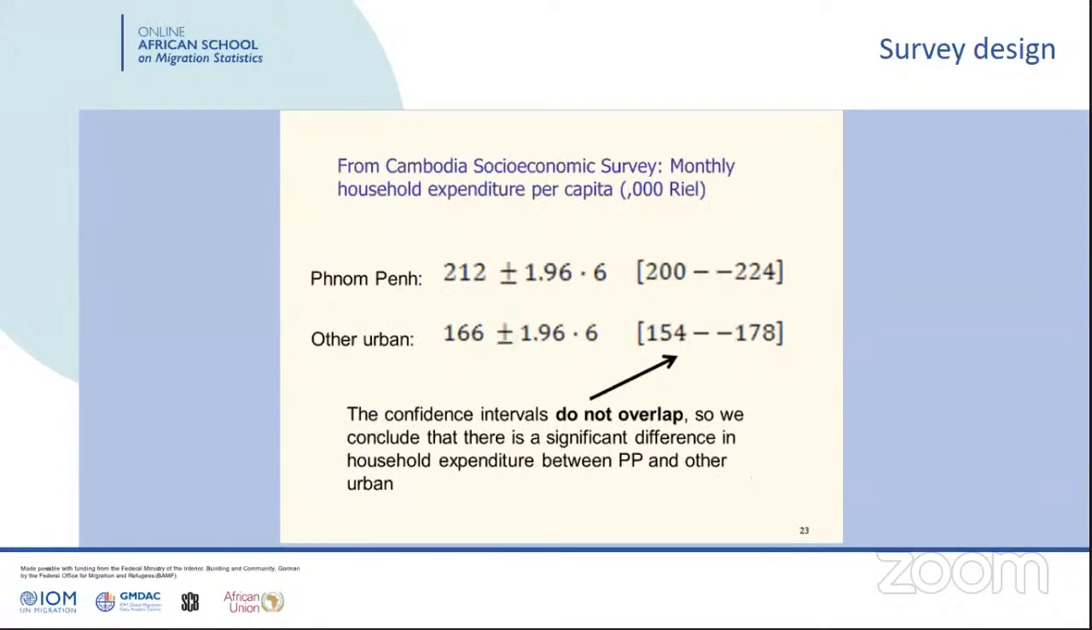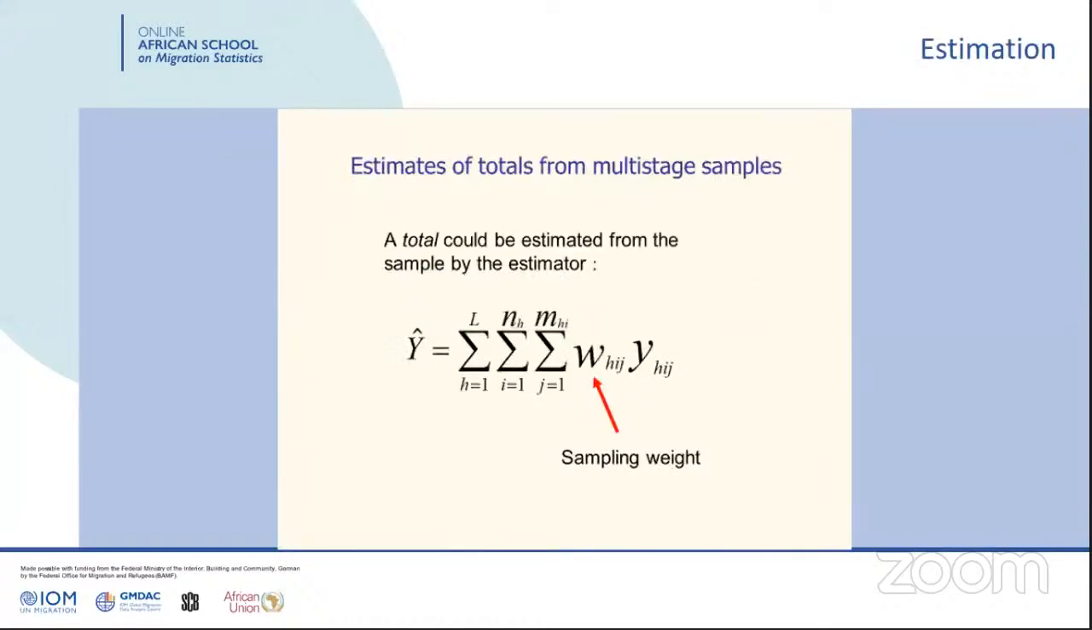These are 2 confidence intervals from a survey I've been involved in, for Phnom Penh, the capital city, and for other urban areas, household expenditure per capita. You can see the confidence intervals are not overlapping. That means that there is a significant difference between these two domains, 2 areas, when it comes to average household expenditure.